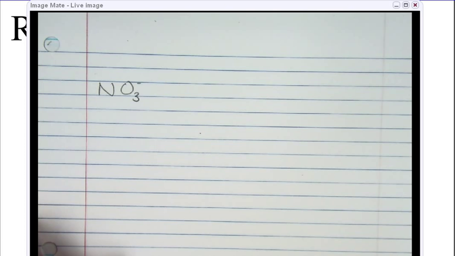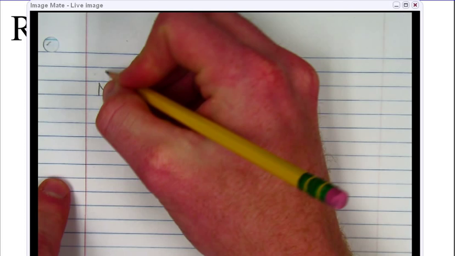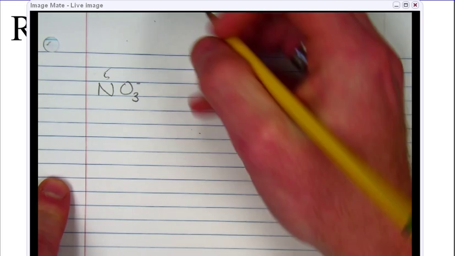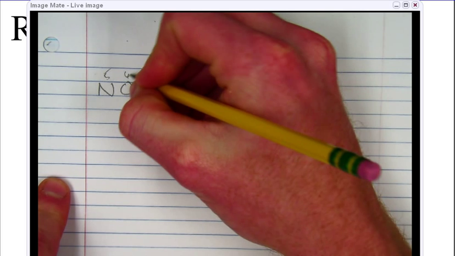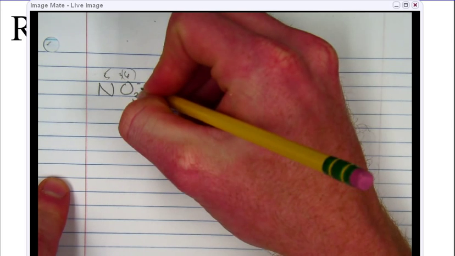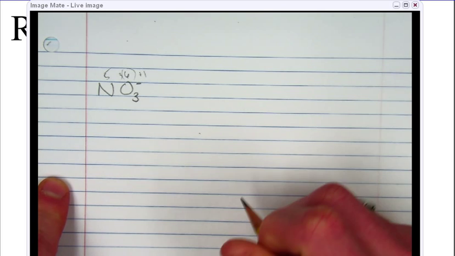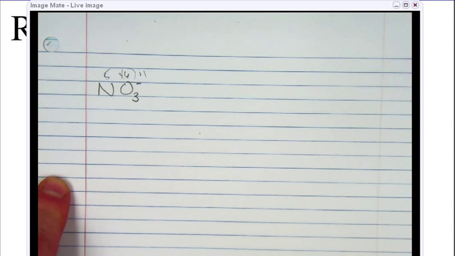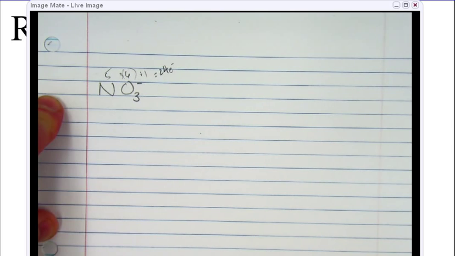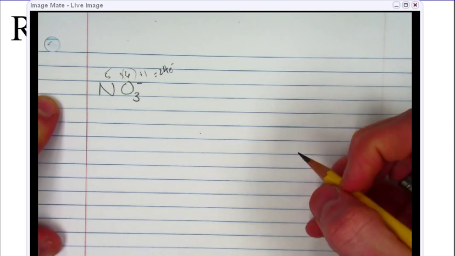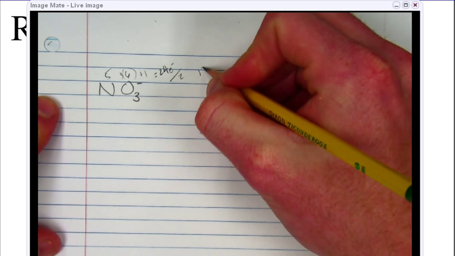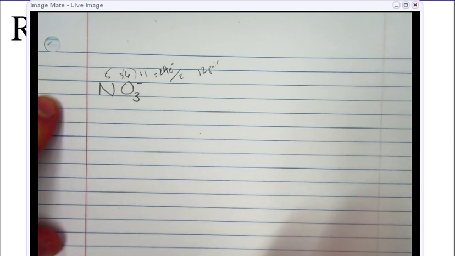If we look at the Lewis structure of nitrate, NO3 with a -1 charge, nitrogen has 5 valence electrons, oxygen has 6, 3 times 6, and a negative means that we have an extra electron. So really, it's 6 times 4 here, so we have 24 electrons to play with. Divide by 2, we have 12 pairs we can put around our Lewis structure.